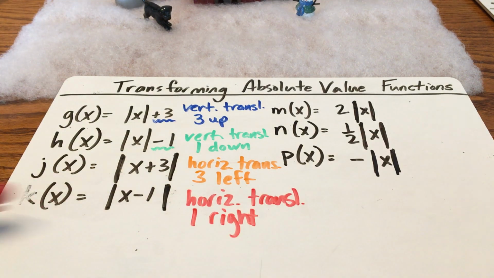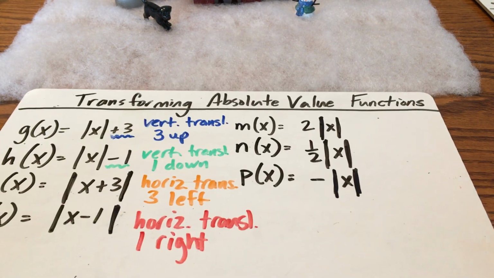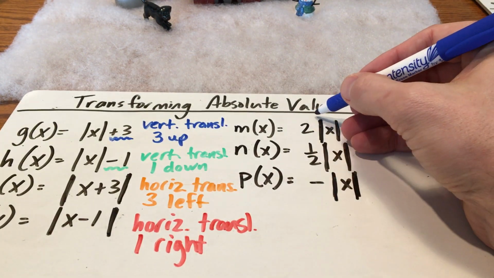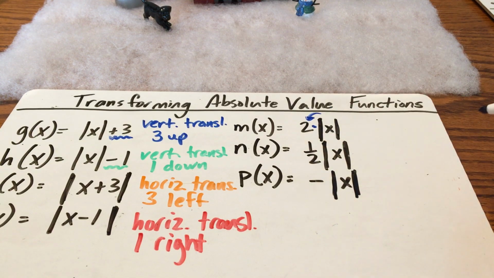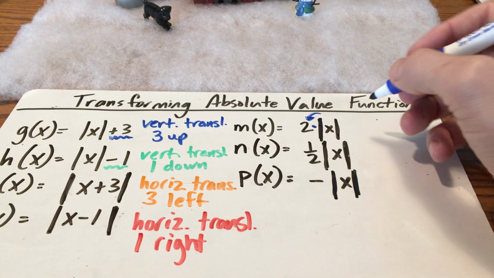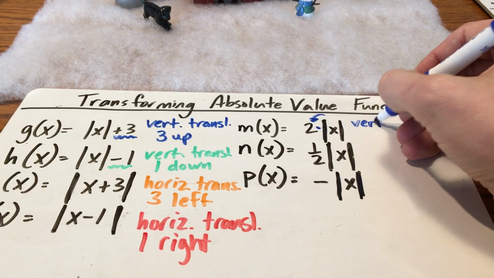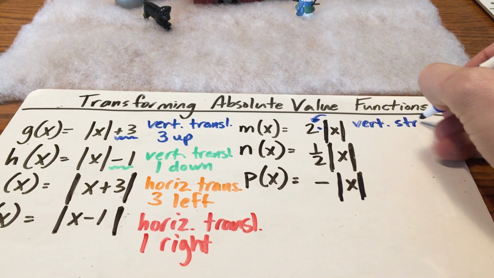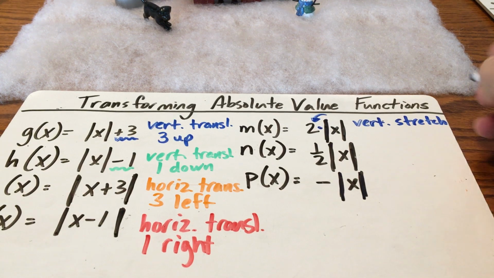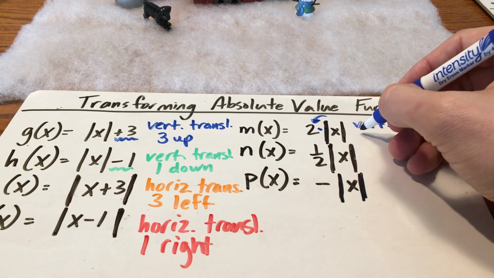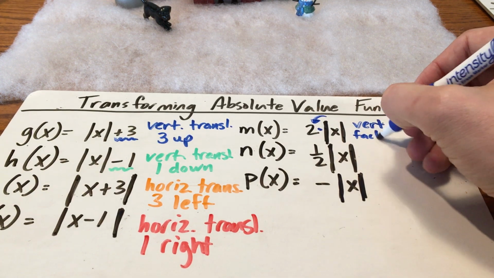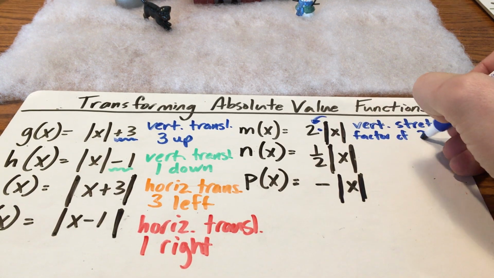Okay, those are the translations, but that's not all that we have, right? Over here, you could have a number out in front that they are multiplying it by. This is a multiplying scenario, right? If there's a number out in front of the absolute value that they're multiplying by, this is when you have a vertical stretch. Now, why did I pick stretch on this one? Because the number that we're multiplying by was bigger than 1. Vertical stretch by a factor of 2 is how I would describe that.